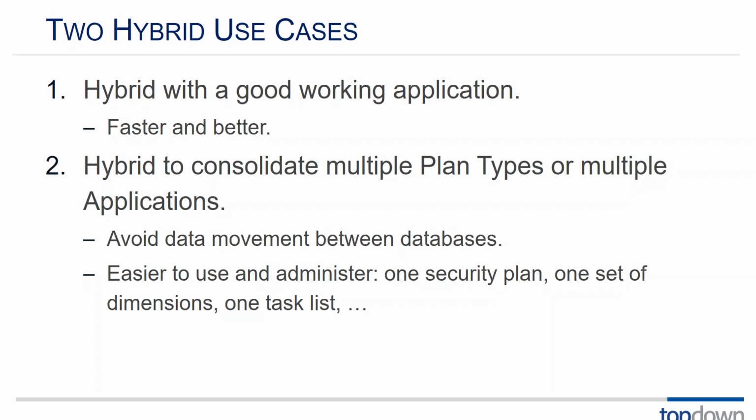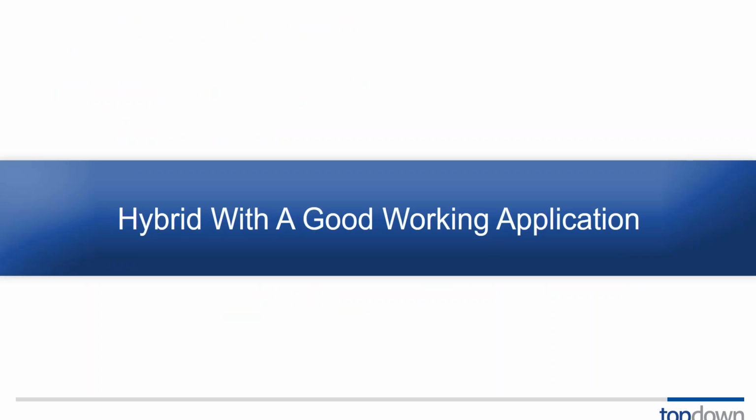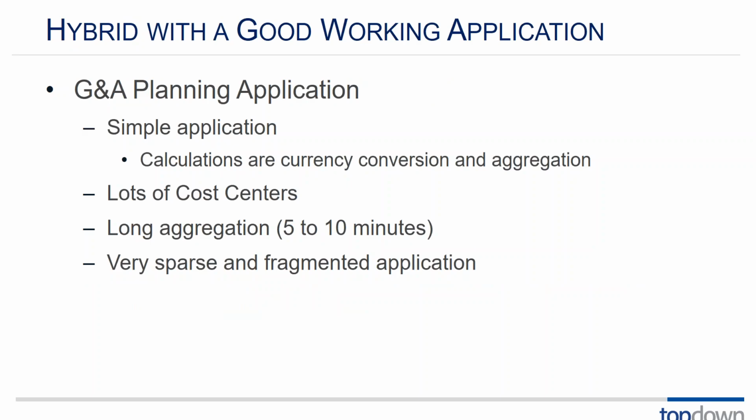So let's start with the example of a hybrid working with a good working application. Next slide, and again, next slide. All right, so what we have here is a GNA application, a very simple application, with two calculations, one for currency conversion and another one for aggregation. In this application, we have a lot of cost centers. The application is very sparse, very fragmented, and whenever you perform the currency conversion or the aggregation, everything takes time. So it's very simple, but it takes time, so the performance is not particularly good. Nobody really complained about the performance because it is like 5 to 10 minutes. It is still manageable, but we can do better.